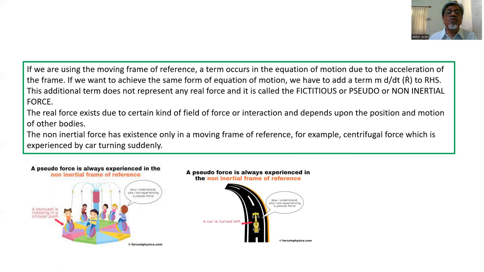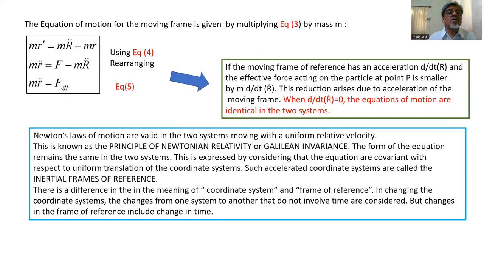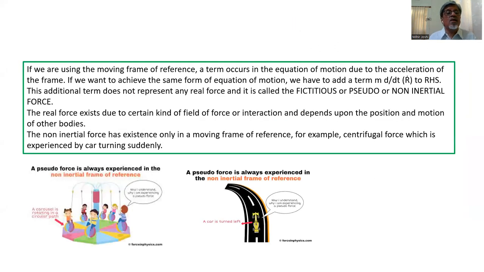If we are using the moving frame of reference, a term occurs in the equation of motion due to the acceleration of the frame. If we want to achieve the same form of equation of motion, we have to add the term m d by dt of capital R dot, or m R double dot, on the right hand side. So let us go back to equation 4. In this equation, m r double dot is equal to F minus m capital R double dot. So if we add plus m capital R double dot, then minus m R double dot plus m R double dot cancels out, and we have both the equations the same. So this additional term does not represent a real force, and it is called the fictitious or pseudo or non-inertial force.